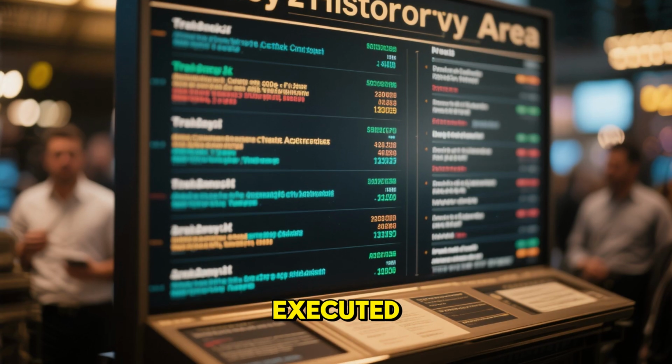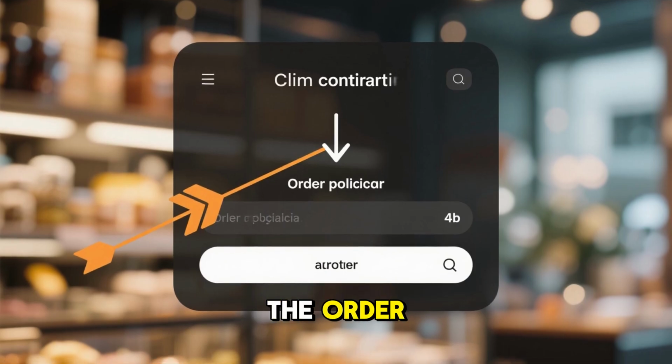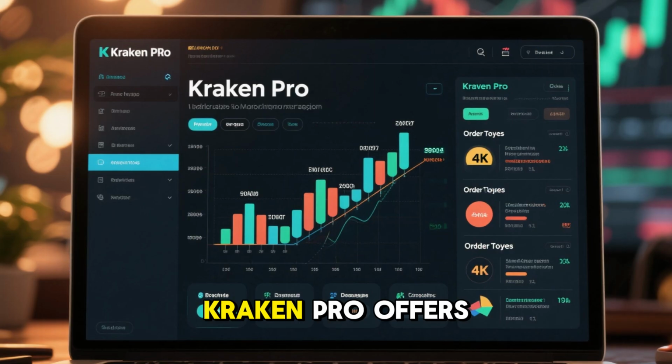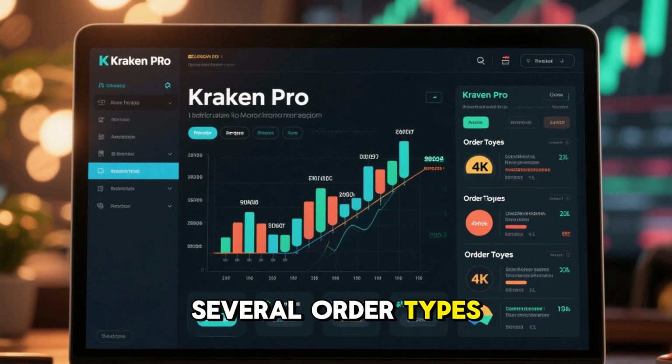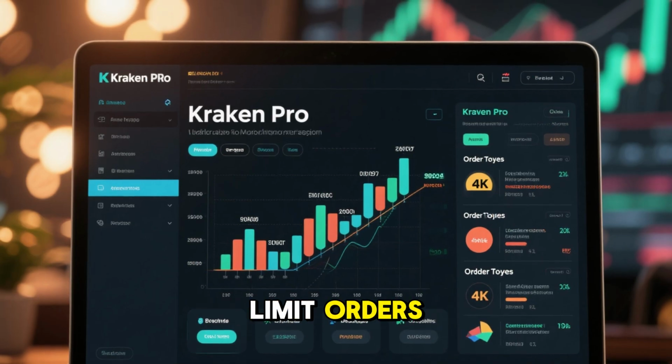Below the order book, you'll see the trade history, which shows all the most recent trades that have been executed. Now let's talk about actually placing a trade. This happens in the order placement widget, usually located below the chart. Kraken Pro offers several order types, but we'll focus on the two most common ones: market orders and limit orders.